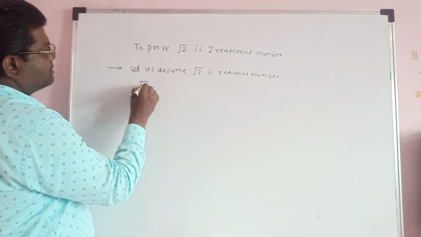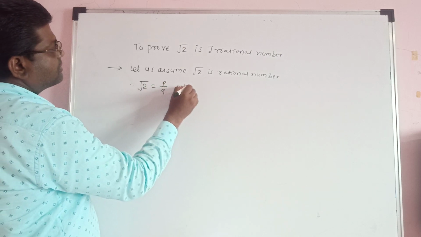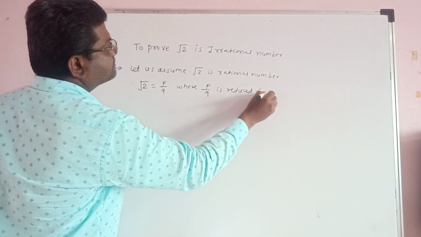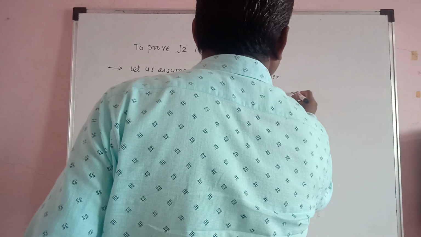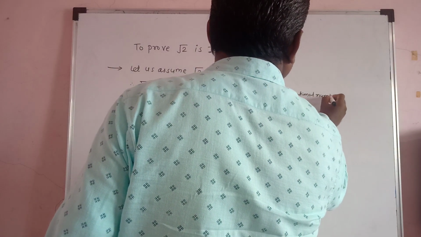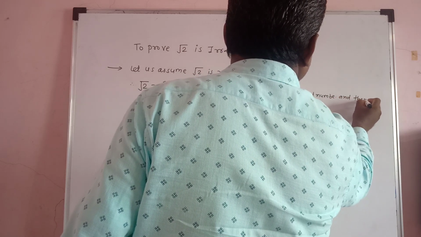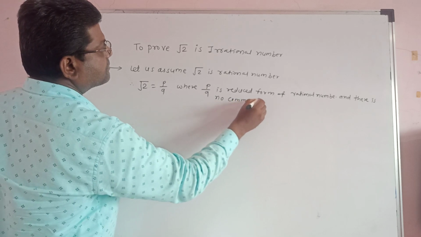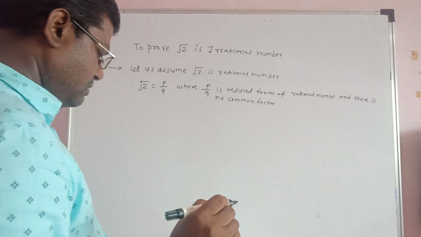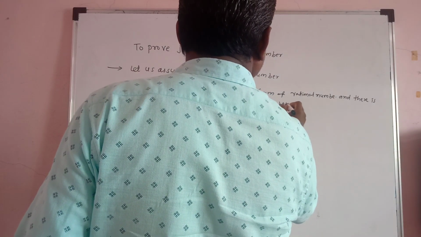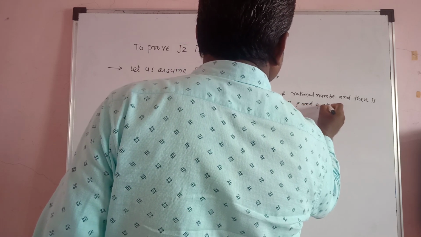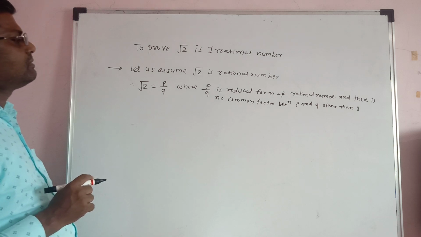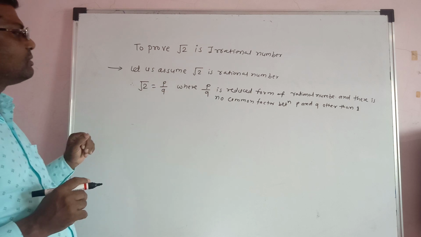Therefore, we write root 2 is equal to p upon q, where p upon q is the reduced form of a rational number, and there is no common factor between p and q other than 1. p upon q is a reduced form, that is, lowest form. So there is no common factor for p and q other than 1.